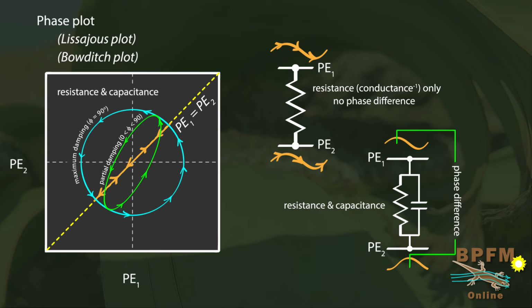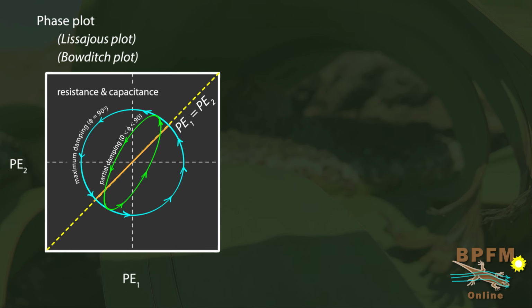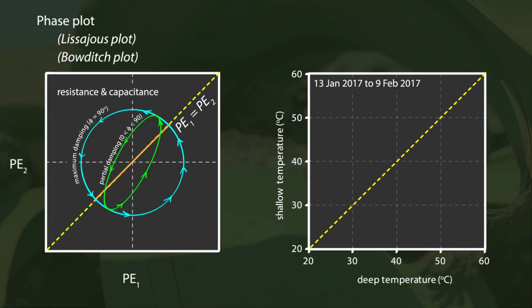Well, that's all very nice and theoretical. What about real data? Let's have a look. Rather than as a time series, the squiggly line, we can express the Welwitschia data as a phase plot between shallow temperature on the vertical axis and deep temperature on the horizontal axis. Remember that temperatures are forms of potential energy. The phase plot tells us something very useful and very quickly.